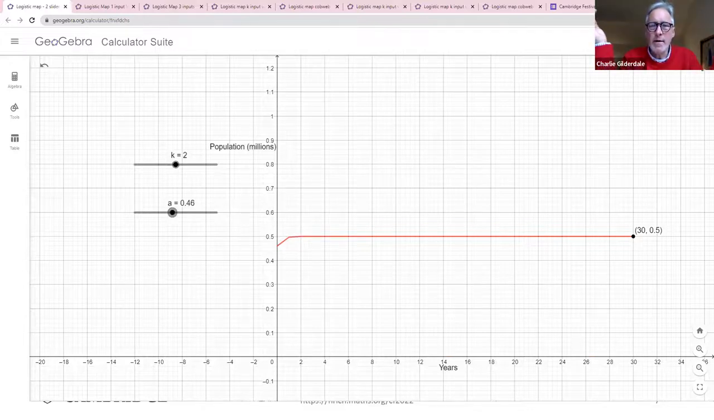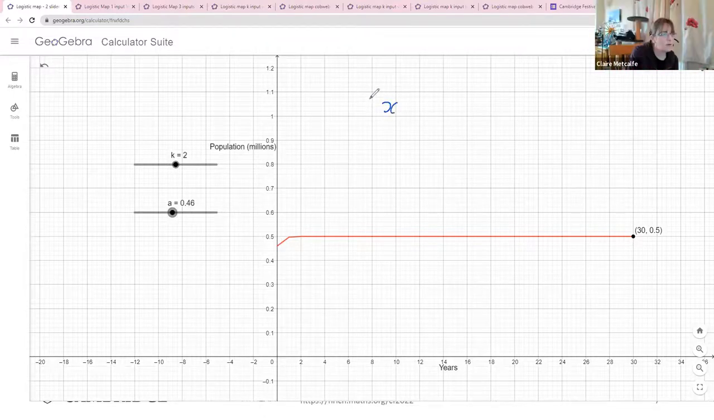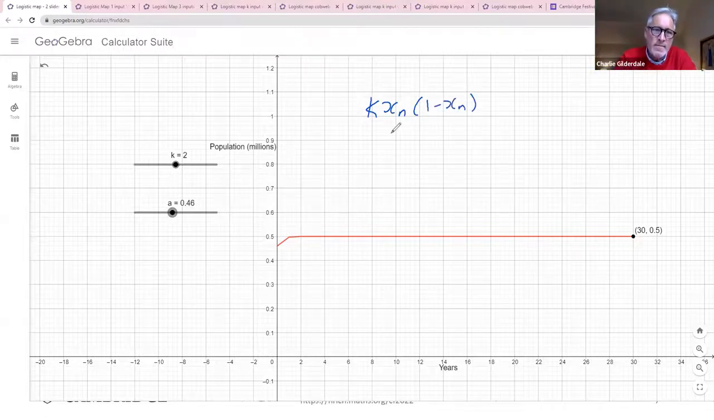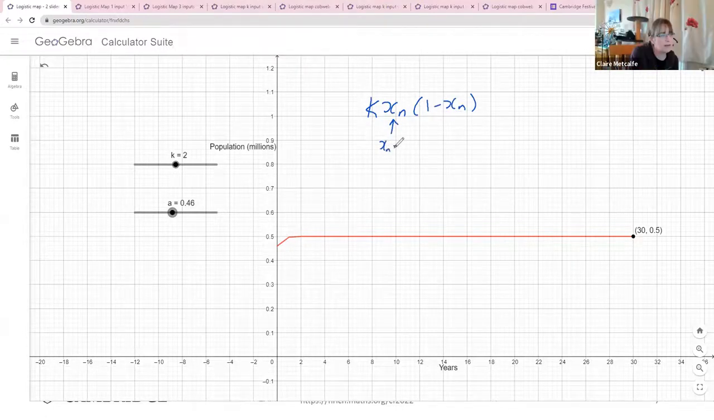If xn is 1, 1 minus xn is also going to be 0. So our equation is k xn (1 minus xn). If xn equals 0, we're going to be multiplying by 0. If xn equals 1, 1 minus xn equals 0, so we're going to be multiplying by zero.